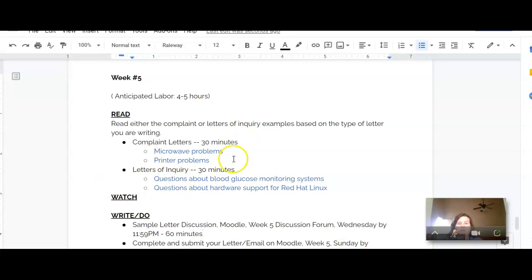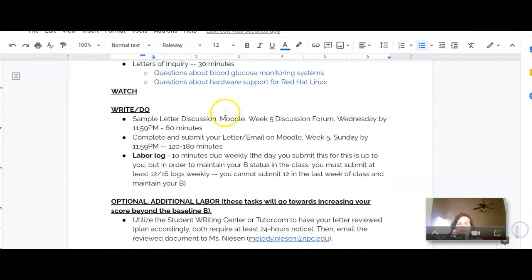So this week we're going to read some samples and then write a little discussion post about what we noticed in the samples. And then basically you've got the week to work on writing and drafting and revising your letter.